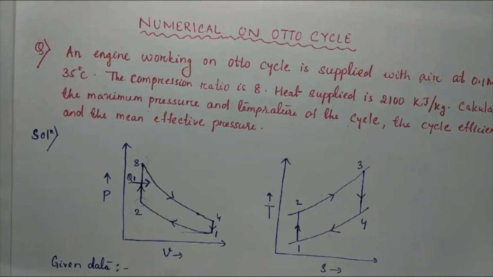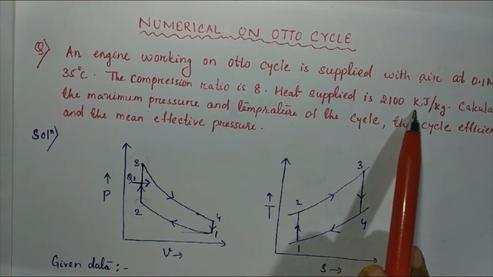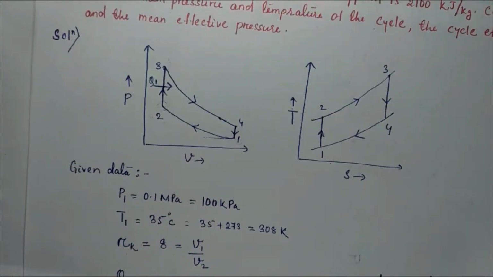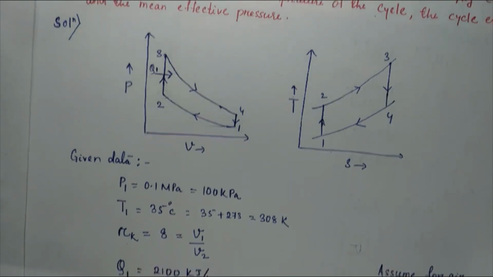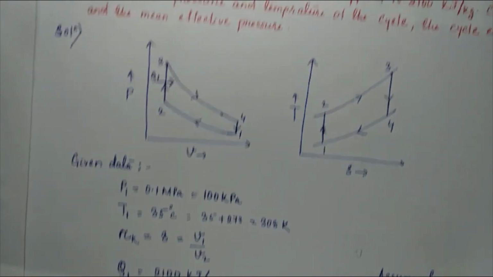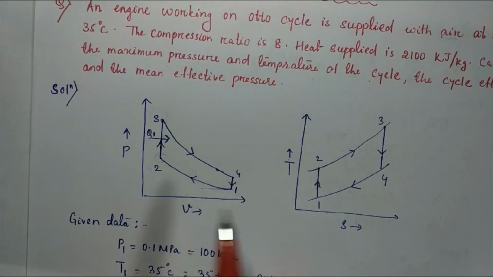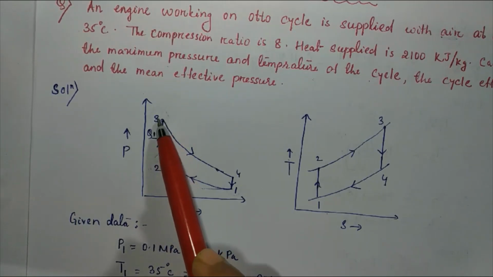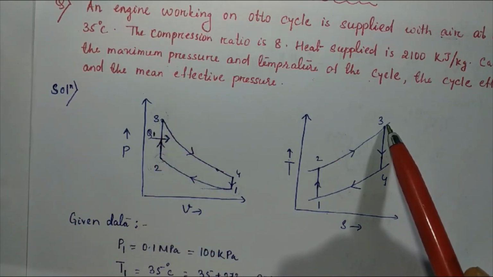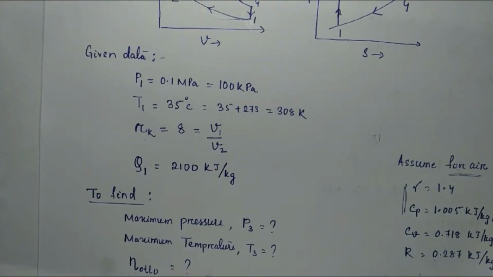Next data given in the question, heat supplied is 2100 kilojoule per kg. So that is Q1, during the process 2 to 3. So Q1 is equal to 2100 kilojoule per kg. Next, what we have to find in the question? That is the maximum pressure and temperature of the cycle. From the PV and TS diagram, it is clearly visible that for state 3, the pressure is maximum and temperature is maximum. So we have to find out here P3 and T3.